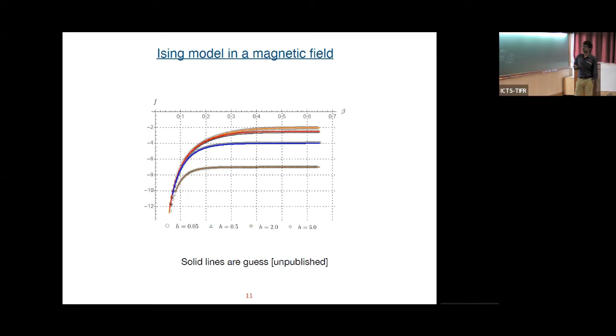I like the solid lines which you see. The blobs are the numerical results. The solid line is some guess I just had, and it's on that. So there's no exact solution known, and a guess is probably all I can do. And obviously this is still an open problem.